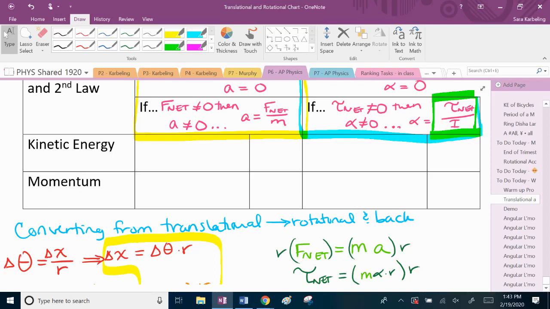So kinetic energy, remember that middle column, or this first column that we're filling in, is the translational column, right? So it's just translational motion, or straight line motion. How do you quantify kinetic energy in terms of translational motion? K sub t is equal to, what did you say? 1/2 mv squared. Everybody happy? Okay. What are the units for it?